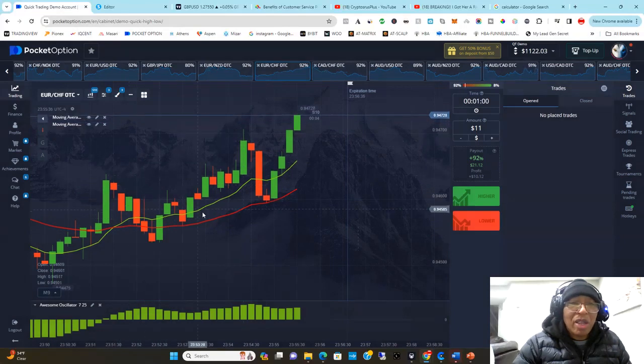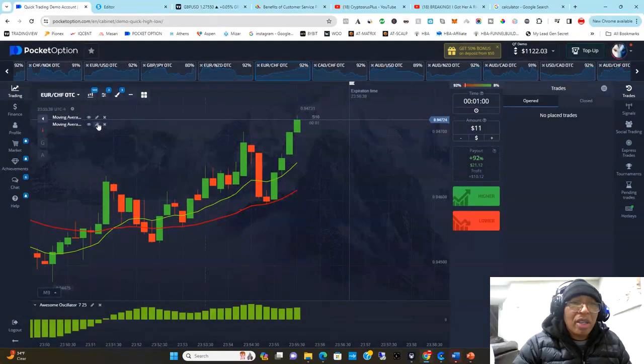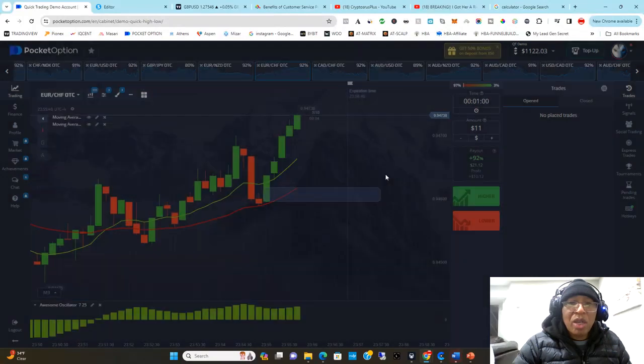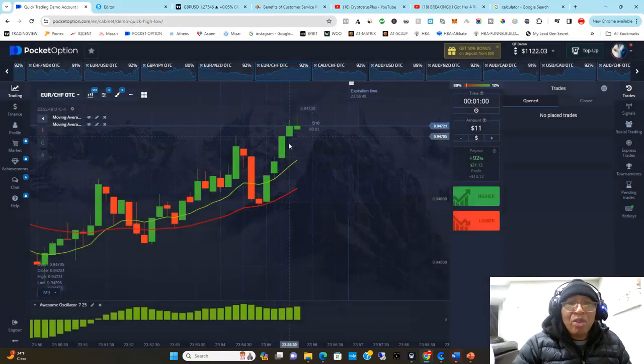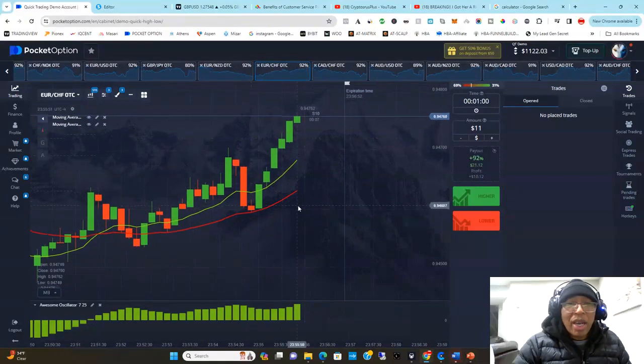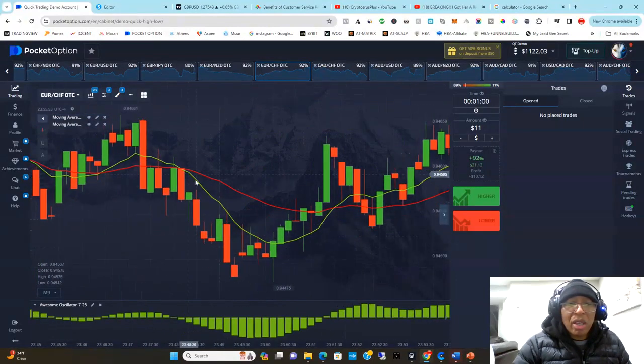Okay, so we have the red one, that's the longer period, the 40, and then the shorter period is the 15. Okay, and it's the green one. So when it is above, you know it's going up. When it is below, you know it is going down. Okay, like here you can see the green is below.